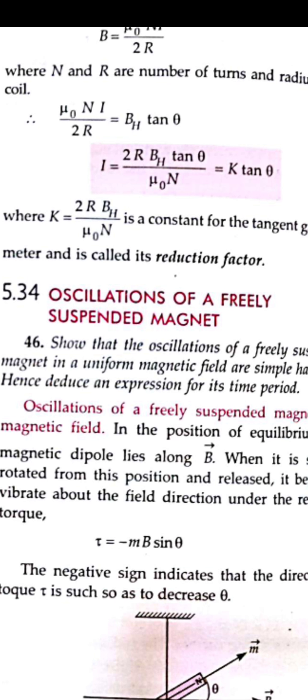If it moves, there is some torque acting on it, that is tau equals mB sin theta, that is m cross B. The same we have learned for the electric dipole also, that is p cross E, where p is the dipole moment. Here m cross B is taken. So this is the torque acting on the magnet.